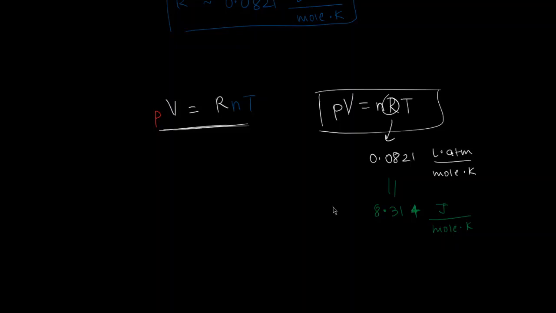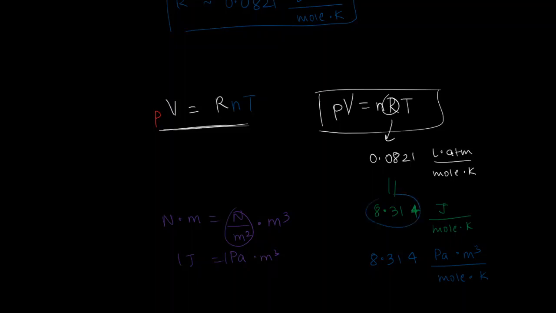Instead of joules, since joule is just newtons times meter, you can write newtons times meter as newton per meter squared times meter cubed. Newtons per meter squared is just pascals. So 1 joule is equal to 1 pascal meter cubed. Instead of writing joules here, you can also write 8.314 times pascals meter cubed divided by moles times Kelvin. You could have also derived this from this. It's just a plain conversion, nothing different.